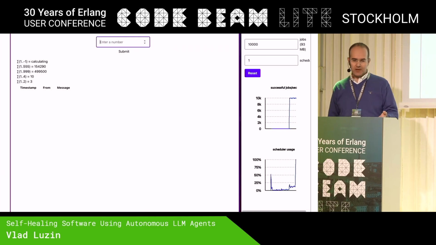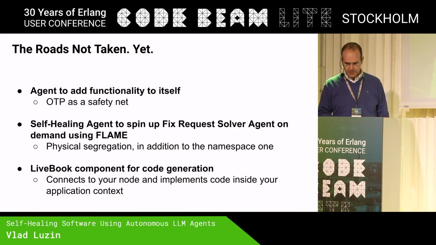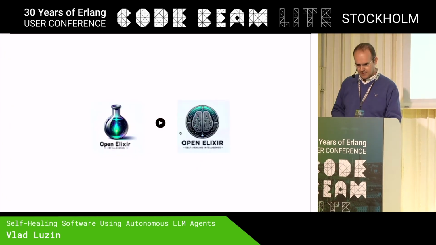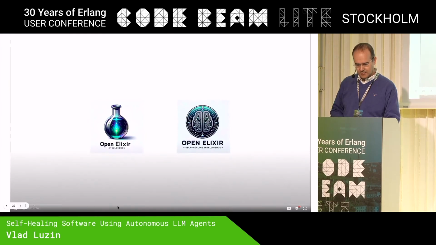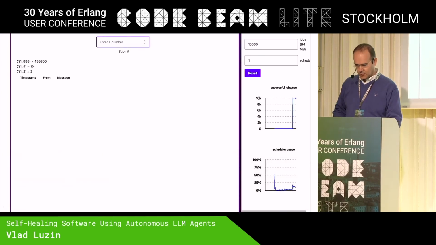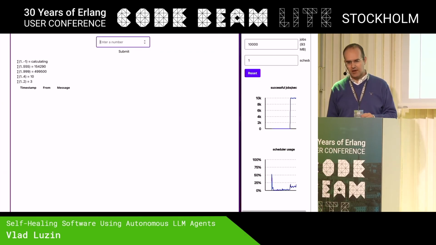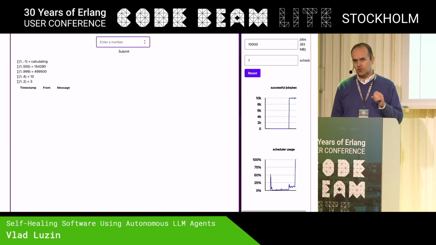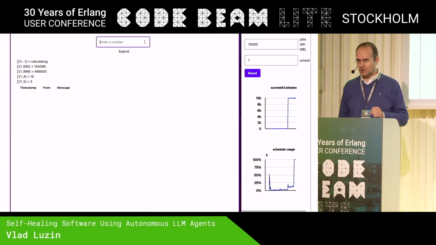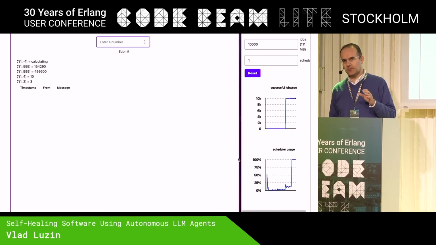And now I'm entering -1. And you can see that down below, oops, sorry, wrong button. Yeah, you can see that right now, if I enter -1, the chart, the schedule usage down below on the right, will spike. So it means that we have a process that takes 100% CPU. And once this is happening for a certain period of time, there will be an event sent to our self-healing agent.